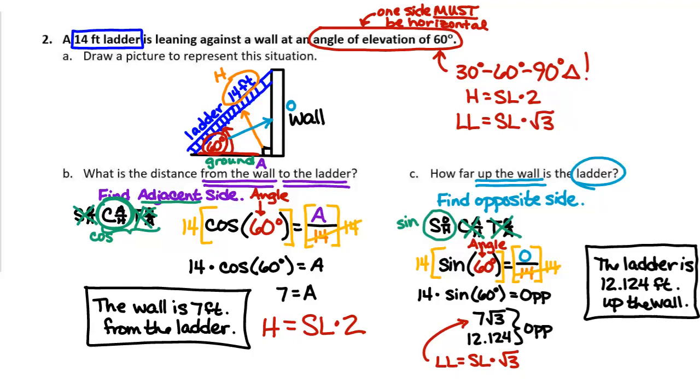Yes, ma'am. Nope, because we know how big the hypotenuse is. The short leg is going to be half of that. So we would take 14 and divide it by 2 to find that short leg. So that's how we get 7.